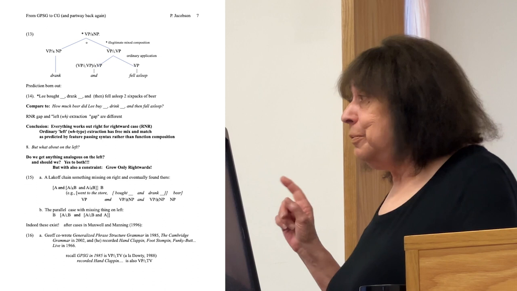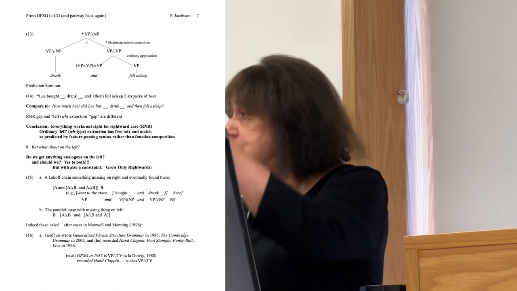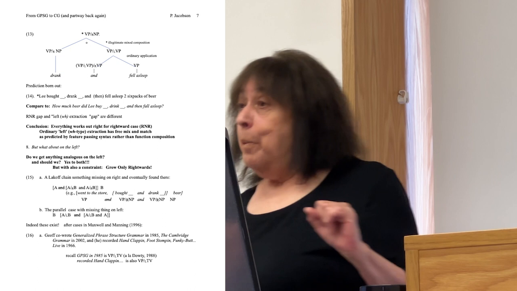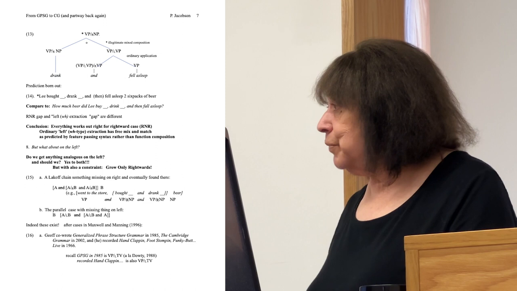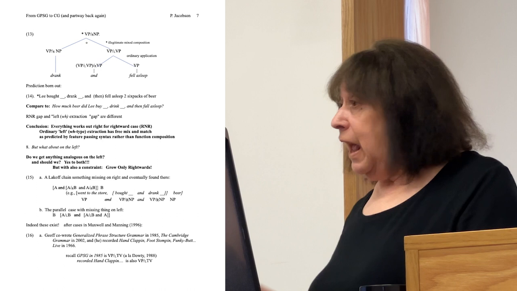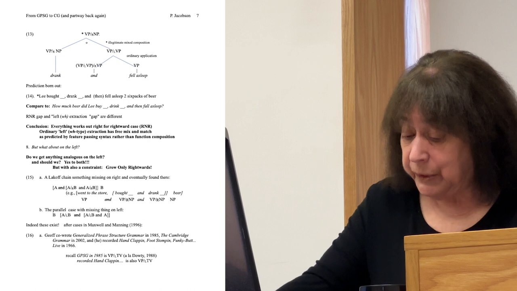Unlike in the Lakoff chains that Lakoff talked about with WH extraction, you can get this mix and match, gap, no gap, no gap, gap, gap, any order of them. But in this sort of right node raising case, the thing that launches it has to be the smaller one. So you can't get the transitive verb conjoining at the very bottom with a full VP. And lo and behold, that's right. So the prediction is borne out if you look at something like 14.